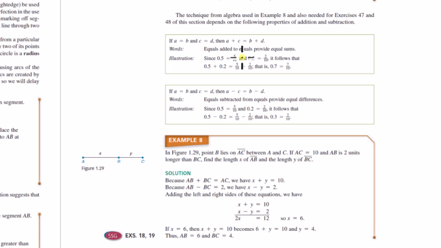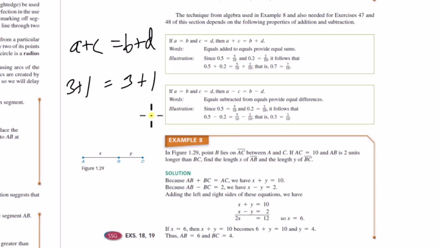Equals added to equals provide equal sums. Well, yeah, of course. If you had A plus C, and you also had B plus D, but A is equal to B and C is equal to D, then of course they're equal. And same if you subtract them. If I have 3 plus 1, but then I have another number that's equal to 3 and another number that's equal to 1, I add those up. Seems kind of trivial, honestly, but from a technical math perspective, this obviously isn't trivial.